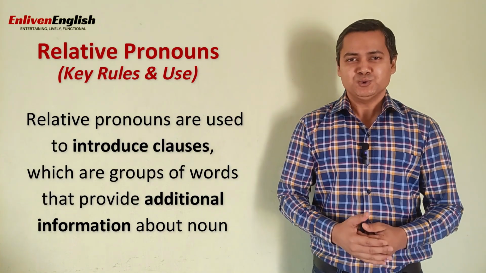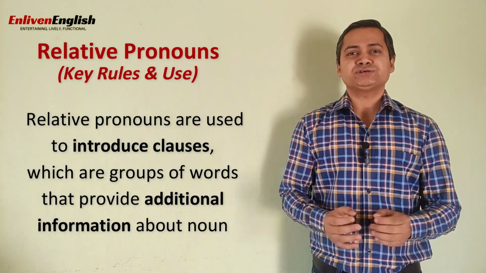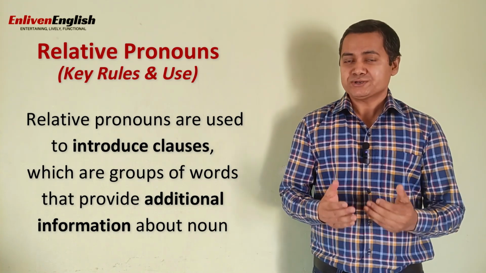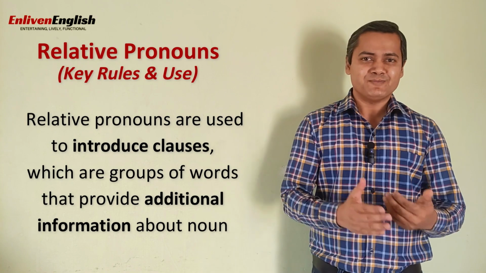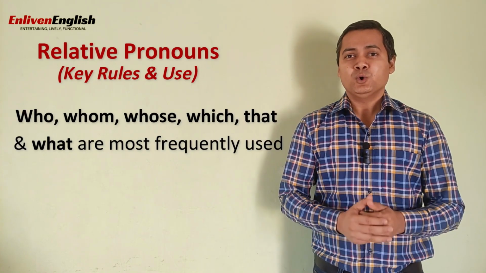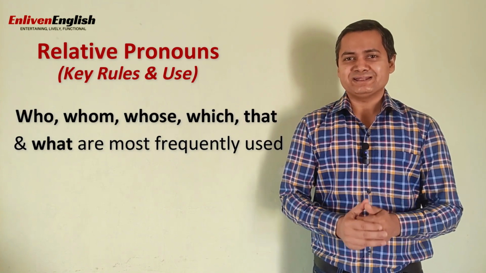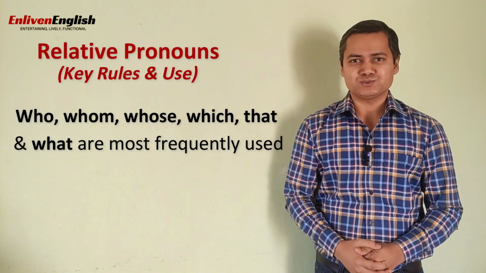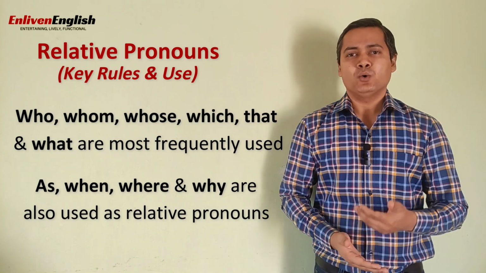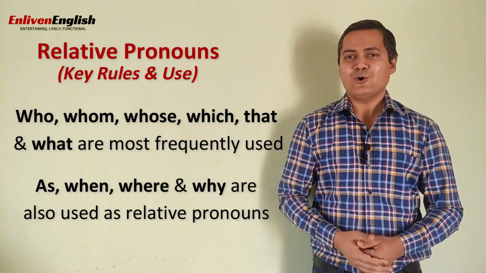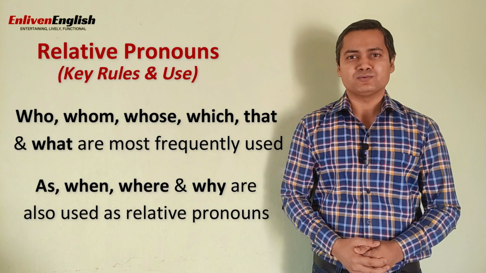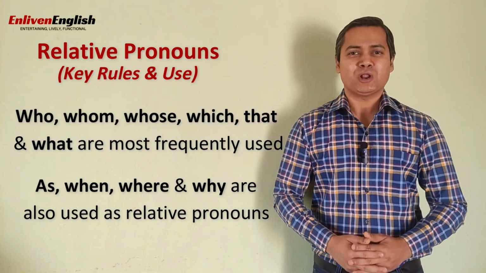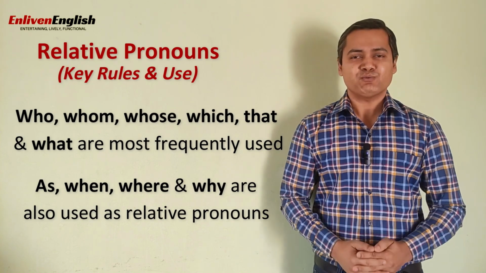Relative pronouns are used to introduce clauses, which are a group of words that give additional or important information about the nouns coming before them. Who, whom, whose, which, that, and what are the most frequently used relative pronouns. In some cases, as, where, when, and why can also be used as relative pronouns. But our focus will be on the first set of relative pronouns, as these are most frequently used.